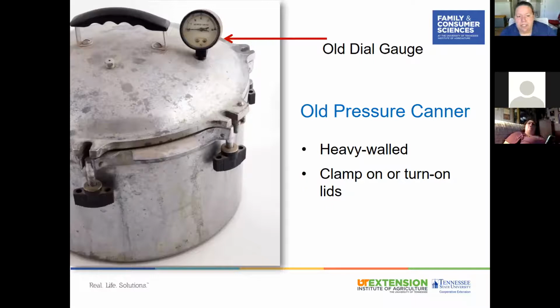So this looks like an example of what an old pressure canner looks like. This one has an old dial gauge. It has the clamp on or turn on lids. Those are a couple different styles. With your pressure canners, you do want to make sure that you get them checked every single year before you actually start canning to make sure that they're accurate. And your local extension office can do this for you.